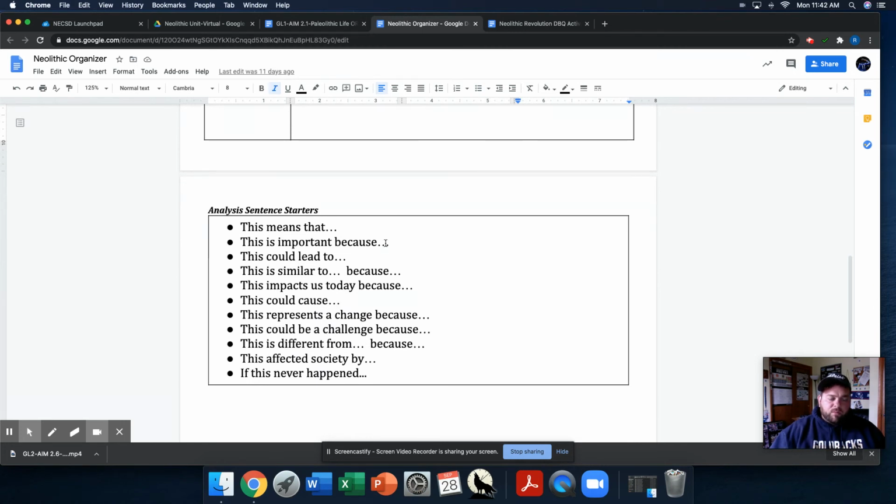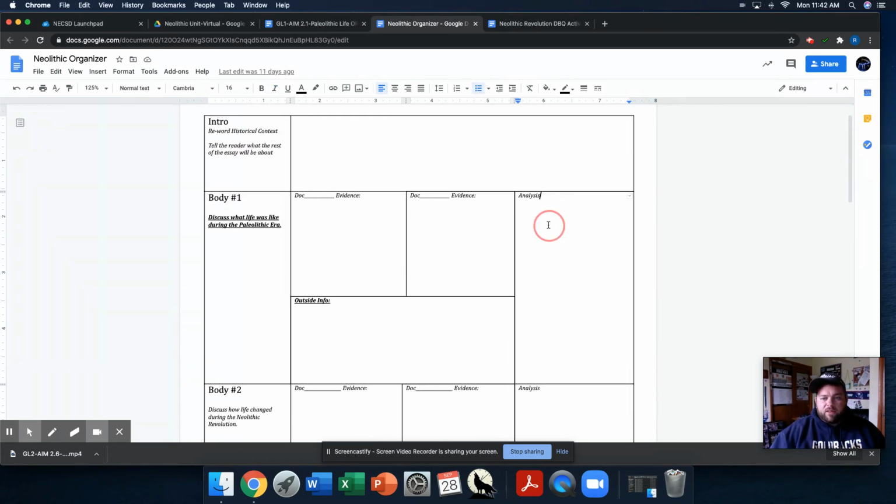So there's a bunch of them here. You can look them over and decide what you'd like to use. A good one is if this never happened. If we speak in hypotheticals, that's almost always analysis because you're making an inference, right? You're saying, if this thing had never happened, then life would be different. How, right? Or what developments may not have taken place that came from that, right? That's analysis.